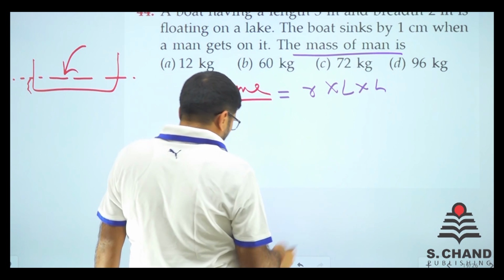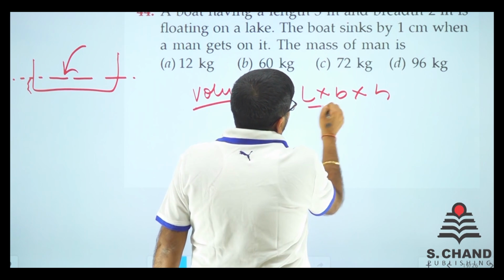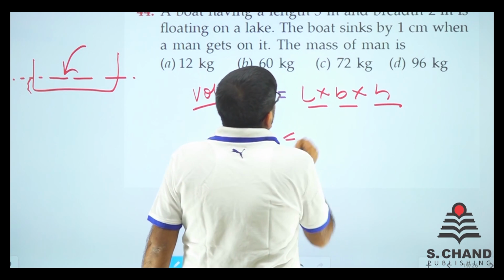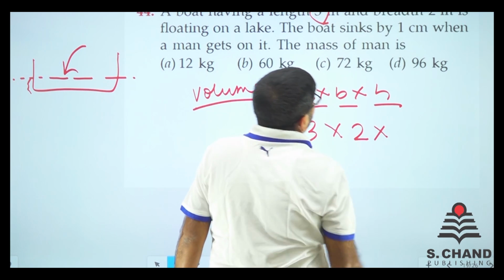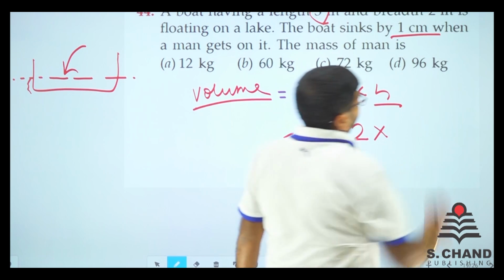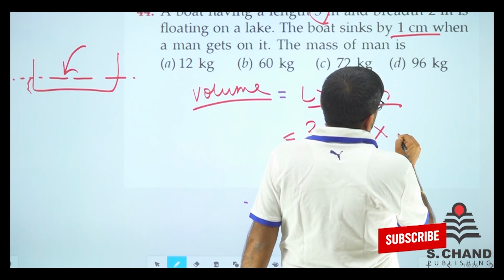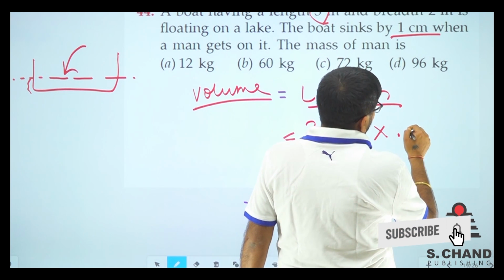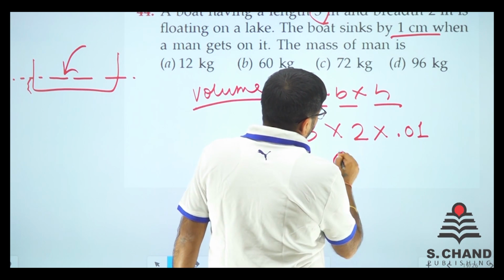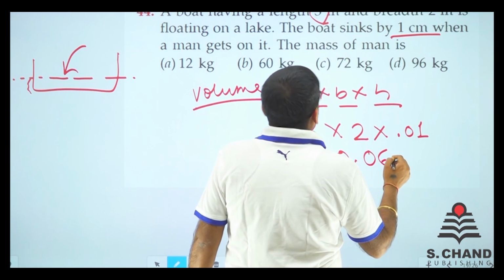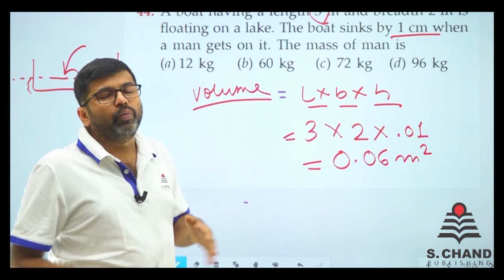So no, not R into L into H. It should be like L into B into H. L is the length, B is the breadth, H is the height. So length is given as 3 meter, breadth is given as 2 meter, and it is in centimeter. So when you convert centimeter into meter, you just put 2 zeros. So it's like 0.01. So 3 into 2 is 6 and 0.06 meter cube is actually the volume which was displaced.